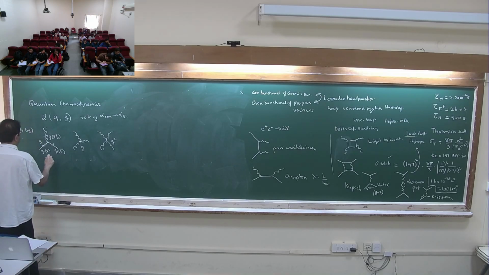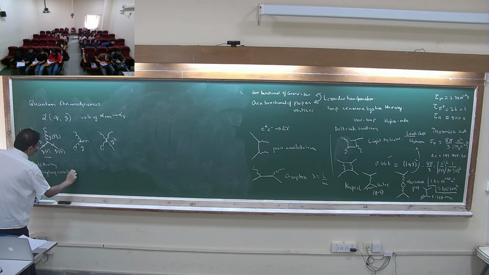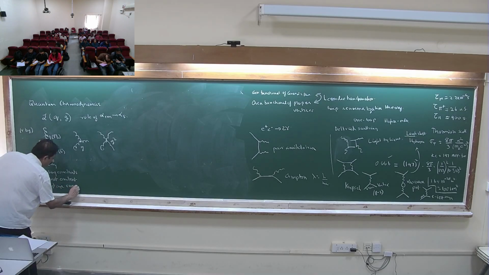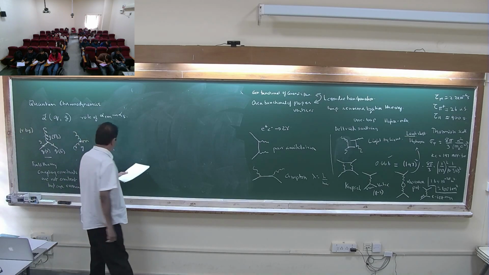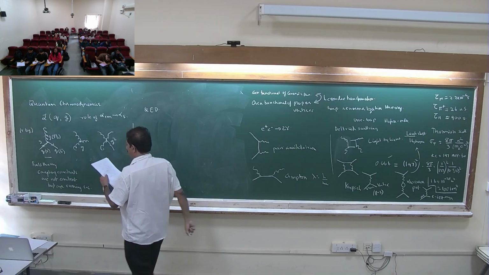But the key thing about field theory: coupling constants are not constants, but rather, coupling constants are not constant, but what? But are running coupling constants. Running coupling constants. Why is that? So let's again look at QED and see why it should be like that.